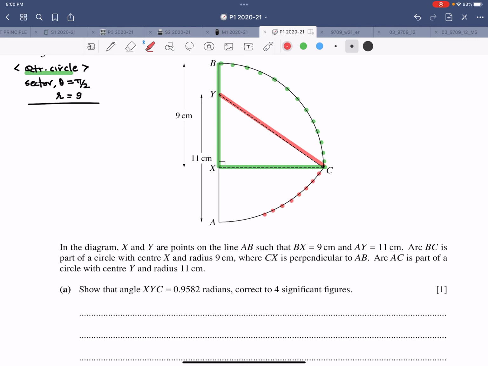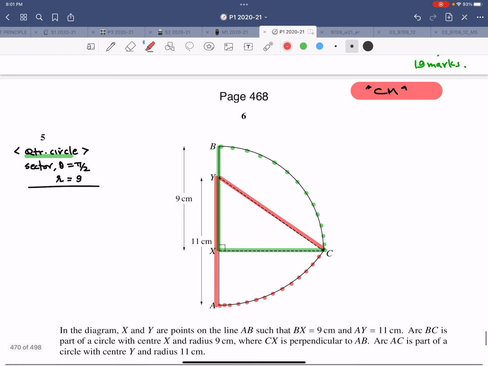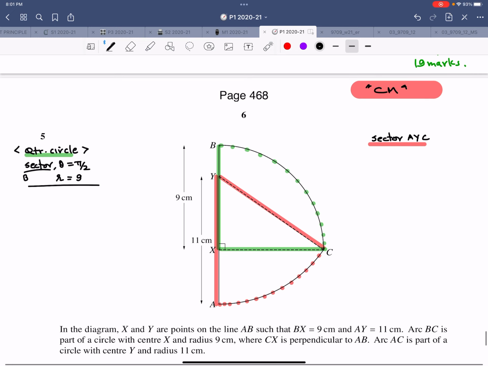And then what is happening is that this thing is also the same thing, which is 11. So now you have another sector. What's the name of the sector? That is AYC. What is the name of this sector? This sector was BXC. That is the quarter circle.